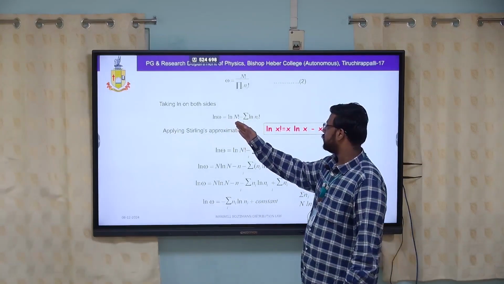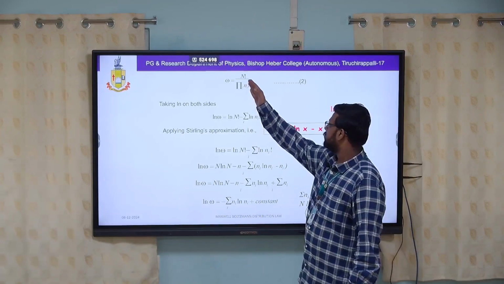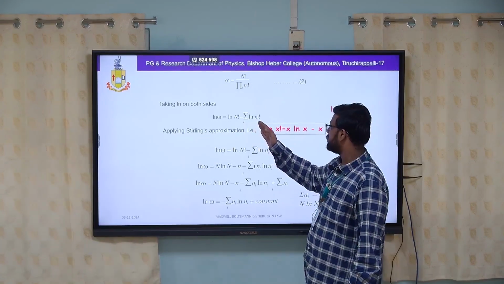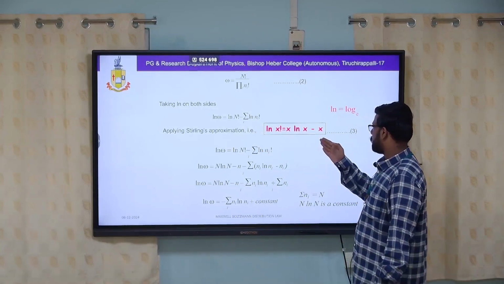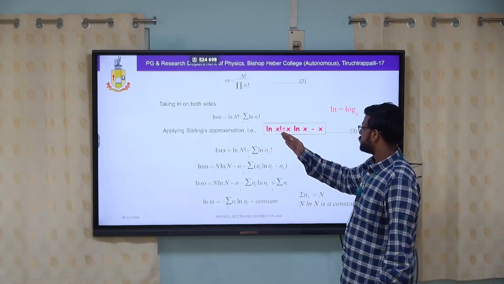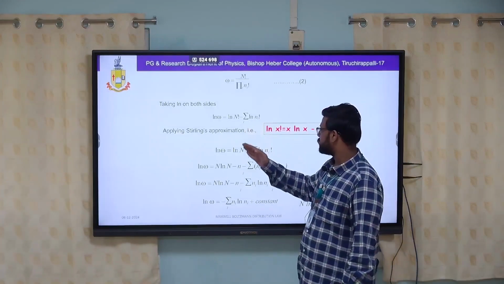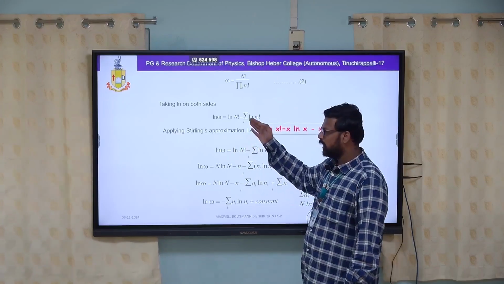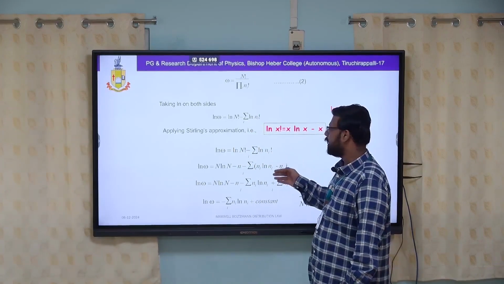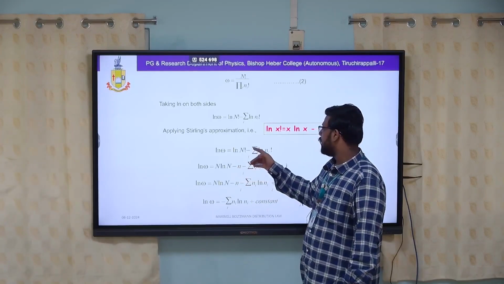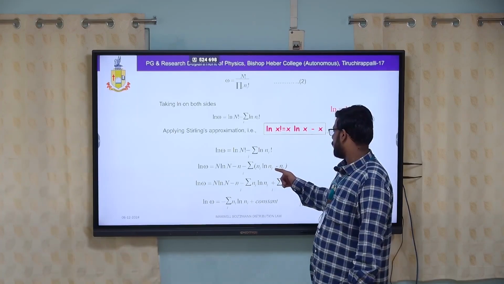So ln omega is equal to ln N factorial minus summation of ln ni factorial, as log a by b is equal to log a minus log b, and the product becomes summation here. And then applying Stirling's approximation, ln x factorial is equal to x ln x minus x. So applying this in the above expression, ln omega is equal to N ln N minus N minus summation of ni ln ni minus ni.